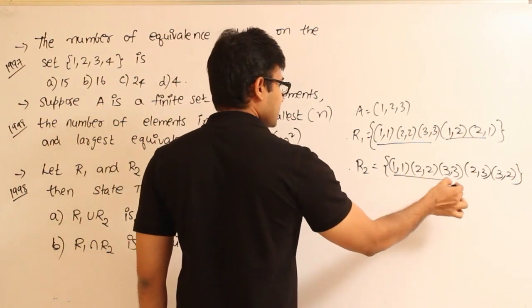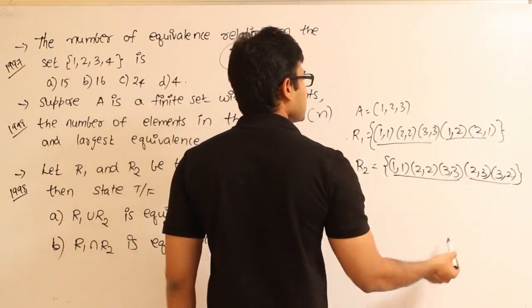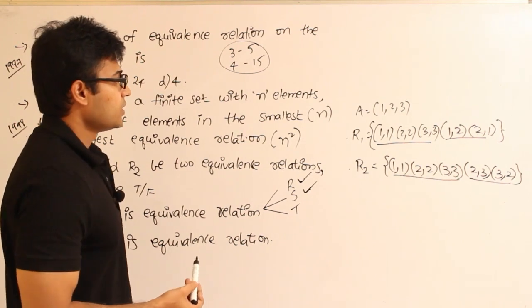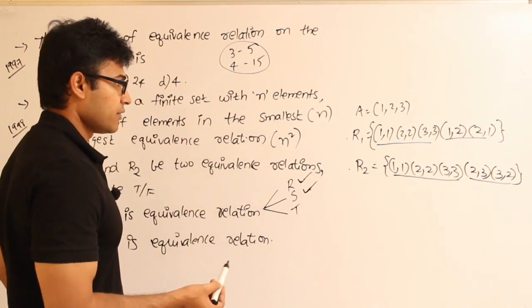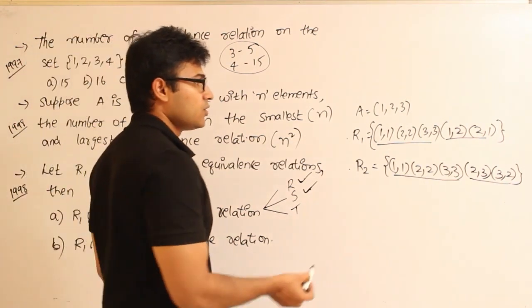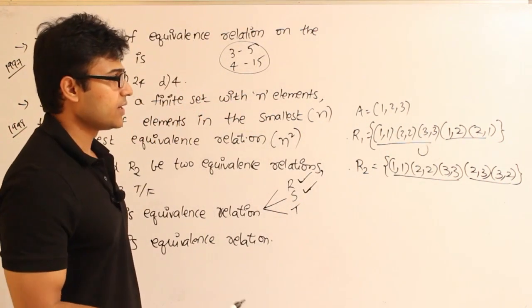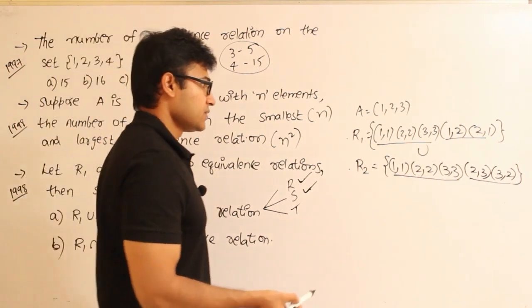On the same grounds, it is reflexive, transitive and also symmetric. So we have R1 and R2, both are equivalence relations. Now when you take the union of these, the relation is not going to be an equivalence relation because it fails to be transitive. The reason is simple.